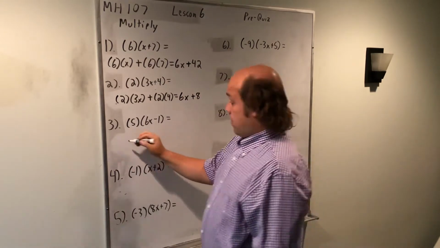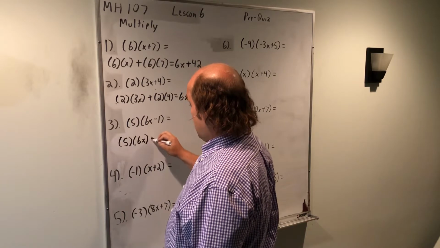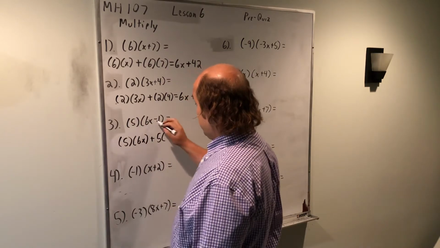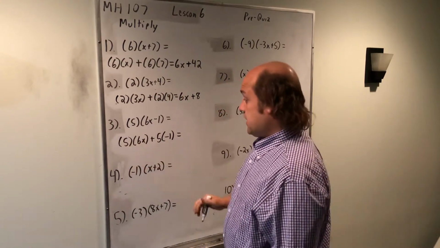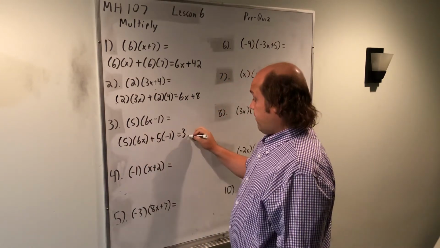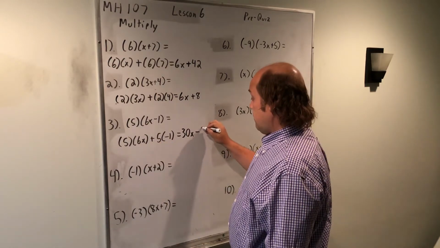When I break down problem 3, this 5 is being multiplied by 6x, and this 5 is being multiplied by a negative 1. When I do 5 times 6, I get 30 with that single power of x. When I do 5 times negative 1, I get negative 5.